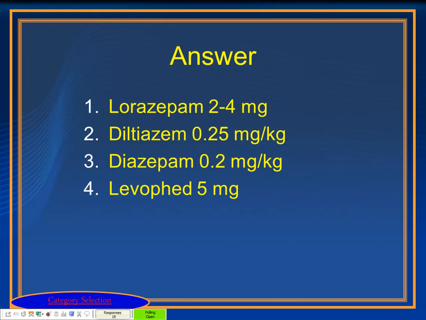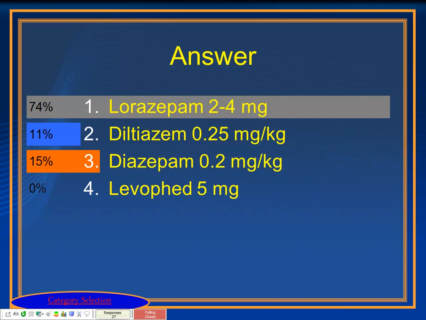I had nothing to do with it. I participated and pushed my buttons. All right, 5, 4, 3, 2, 1. Lorazepam.